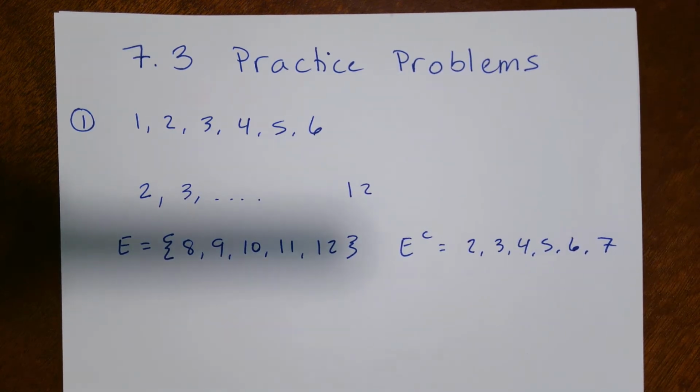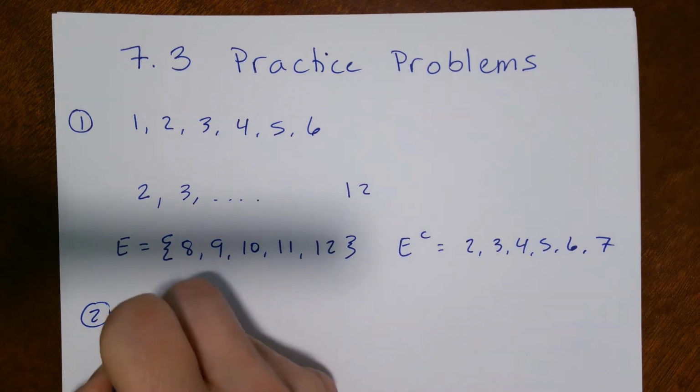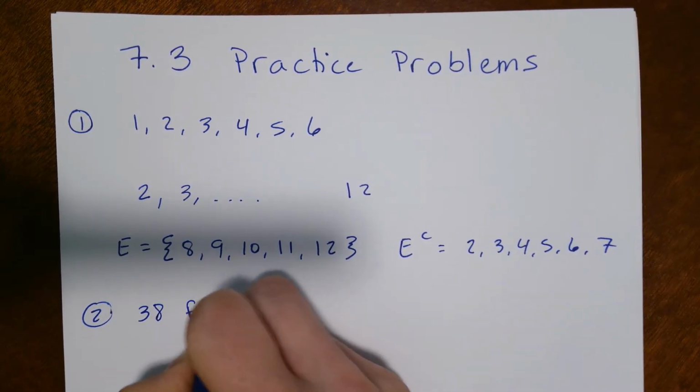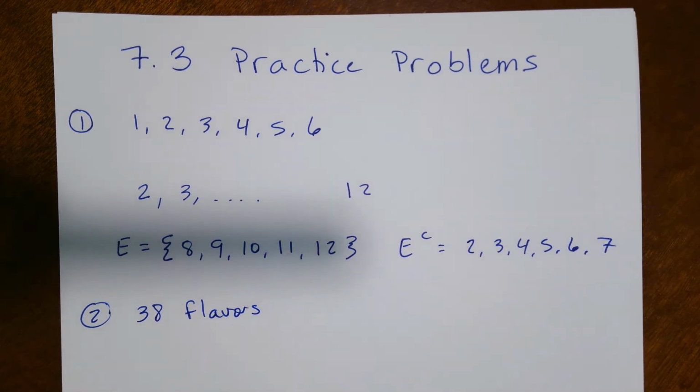Alright, so the next problem we have says Logan and James have a jelly bean collection. Together they have 38 flavors. So we got 38 flavors of jelly beans. It says if they decide to randomly choose 2 flavors, what is the probability that the 2 they choose will consist of each of their favorite flavors? So here we're computing basic probability.